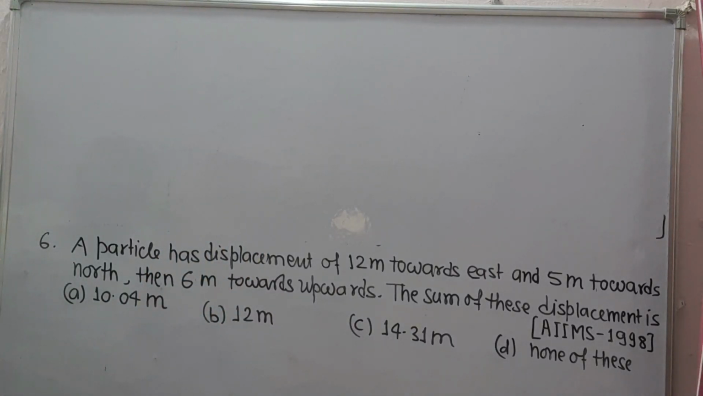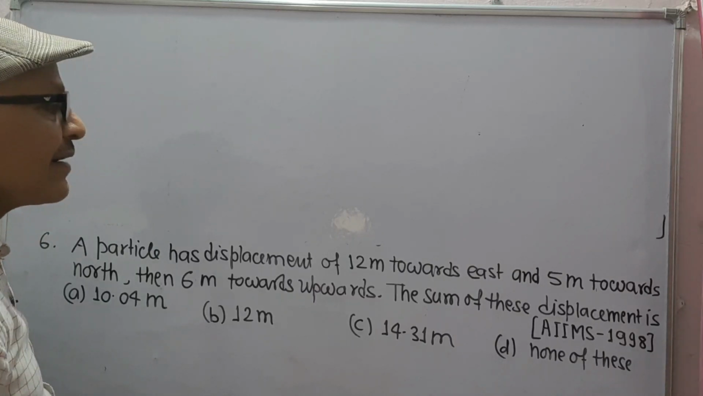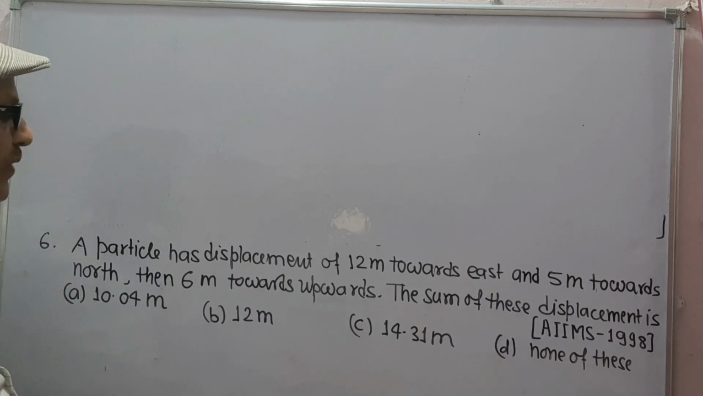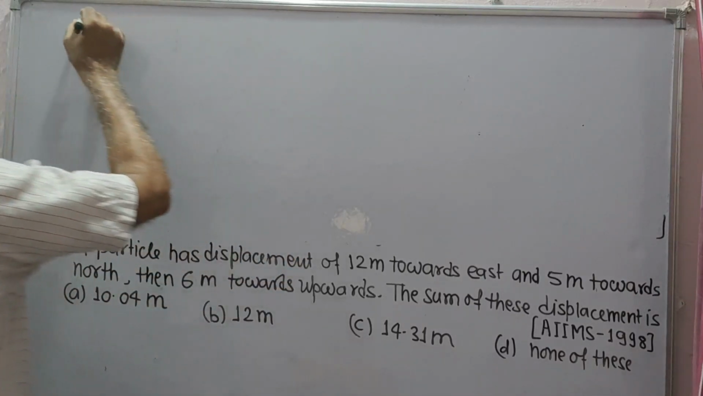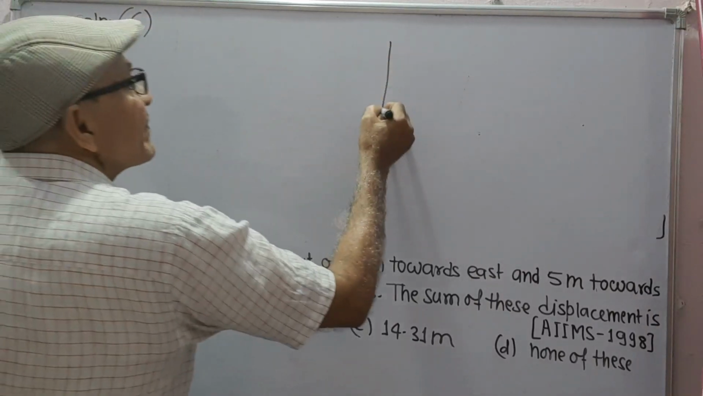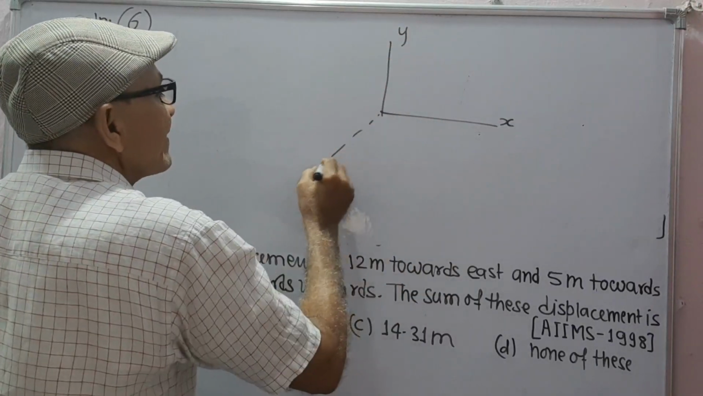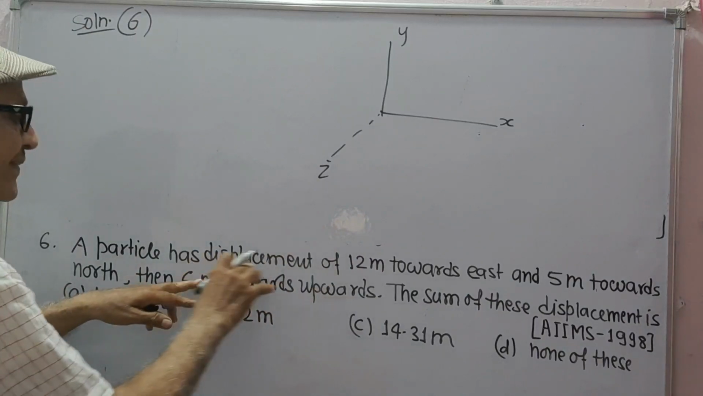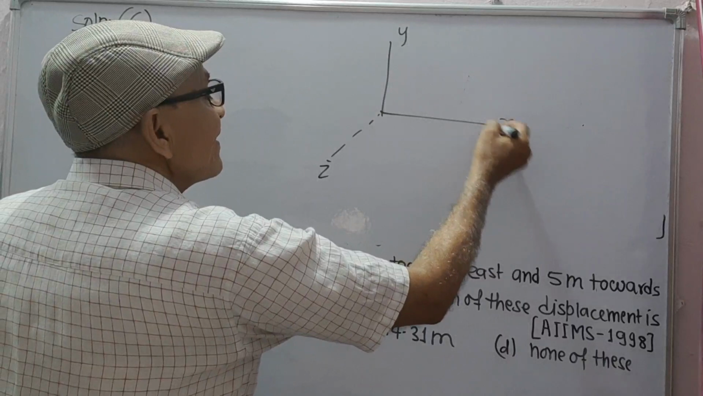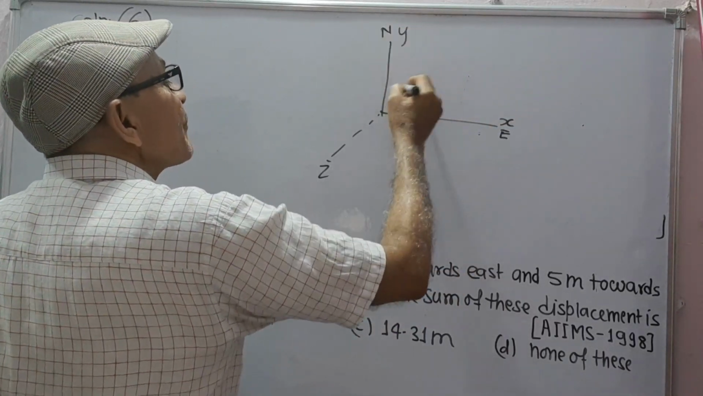Next question number 6. A particle has displacement of 12 meter towards east, 5 meter towards north, and then 6 meter towards upwards. Solution to question 6. Suppose this is x, y and z axis. S1 is 12 meter towards east. This is east and north.